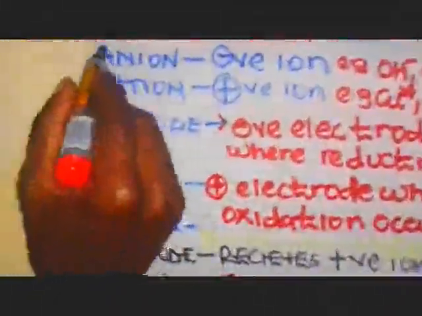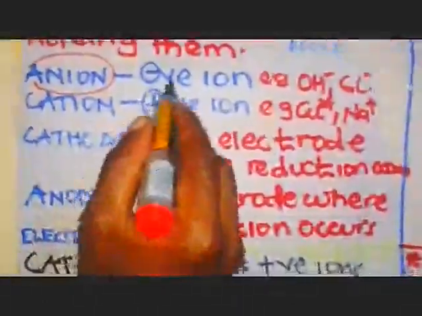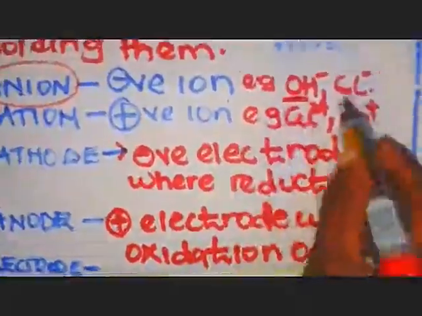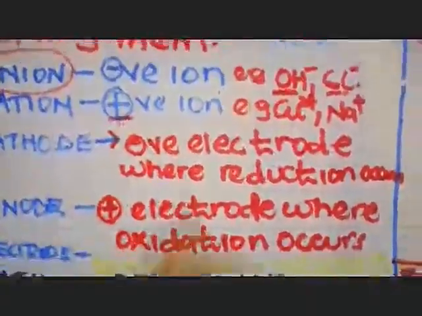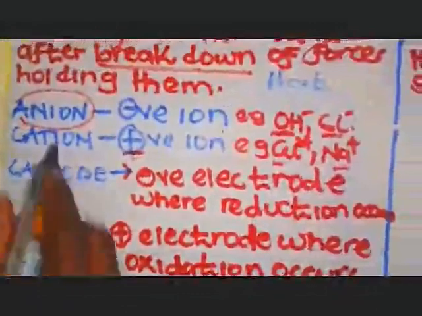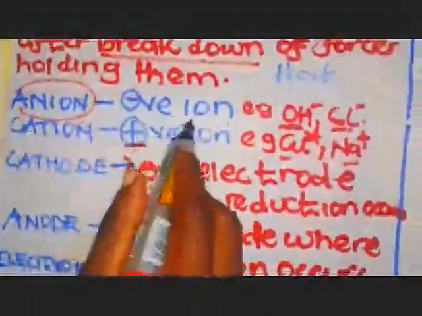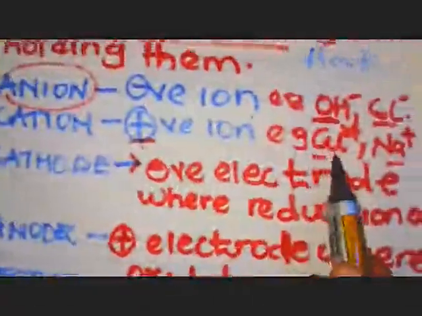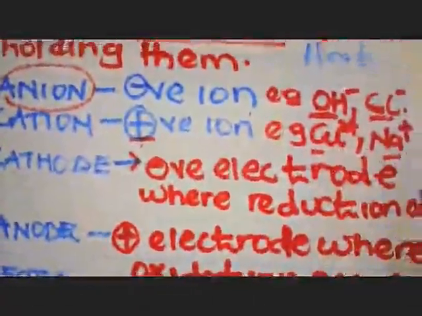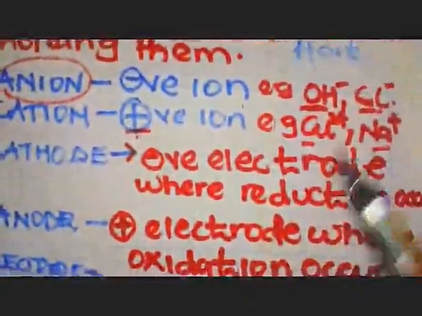Now from there we go to the point of defining our anion. To simplify the work, members, anions are simply the negatively charged ions. We can give, for example, the hydroxide, then you can even give the chloride ion. Then when you come to cations, cations are simply those ions which are positively charged. So members, we are defining our anion as a negative ion, and we are giving examples of hydroxide, chloride, you can have bromide, iodide, and so on. Then our cation is a positive ion, so we can talk about copper, silver, sodium, calcium, magnesium, and so on.